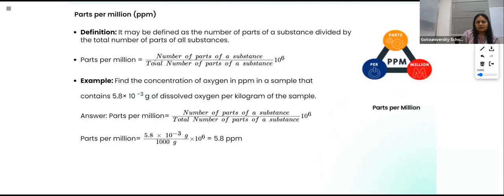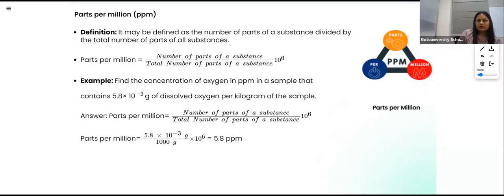For that, we can use this formula, that is number of parts of substance. How much it is given? 5.8 into 10 raised to power minus 3 by the total number of substance. What is the total concentration? 10 raised to power minus 3, that is 1000 grams. And we have to multiply it by 10 raised to power 6, that is parts per million, to get the accurate concentration of oxygen present in solution. So I hope this method is clear.